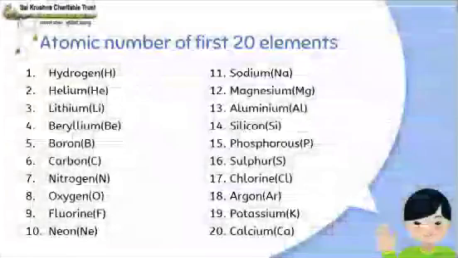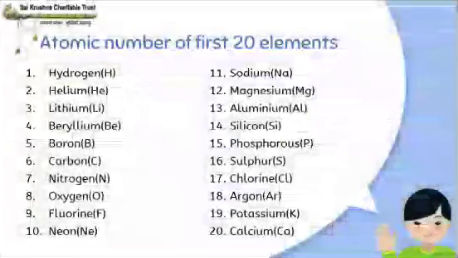You must know the first 20 elements at minimum. You must know the atomic number and the element name. So 1 is hydrogen and the symbol is H. Number 2 is helium, He. As I already told, the first letter should be capital and the second letter should be lowercase. You cannot write both H and E in capital. The third is lithium, Li.